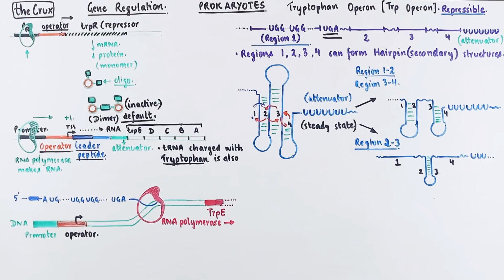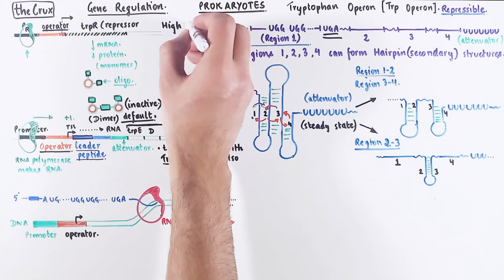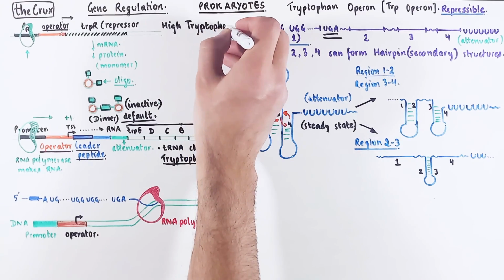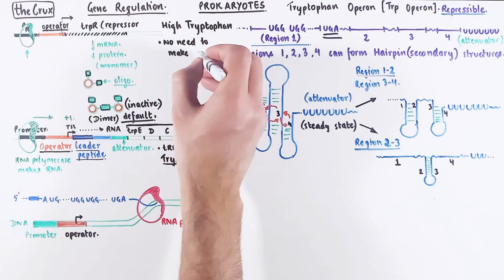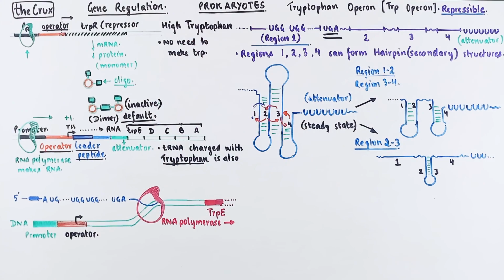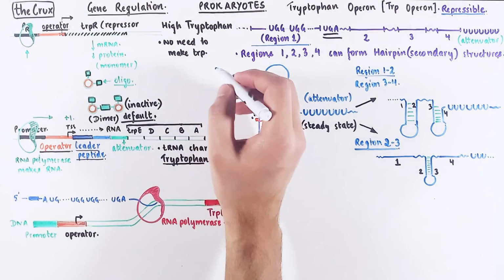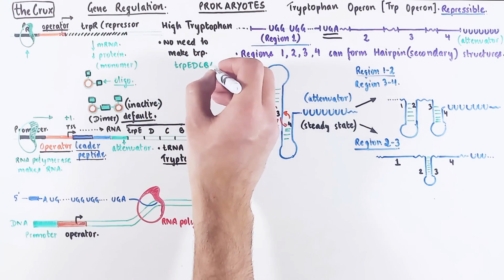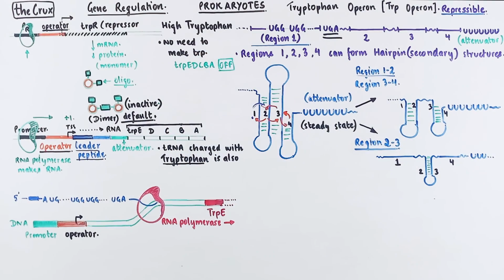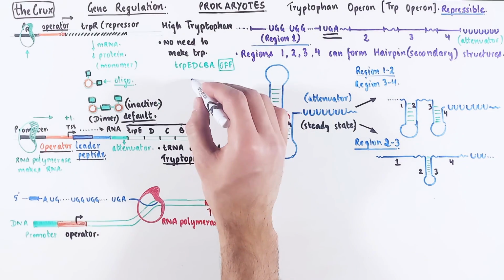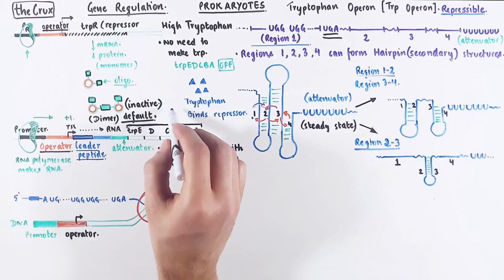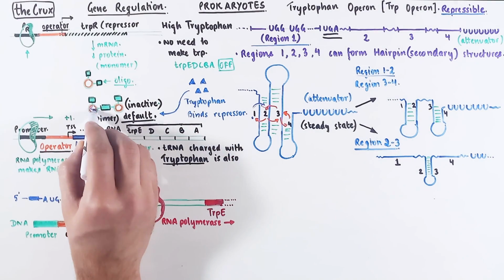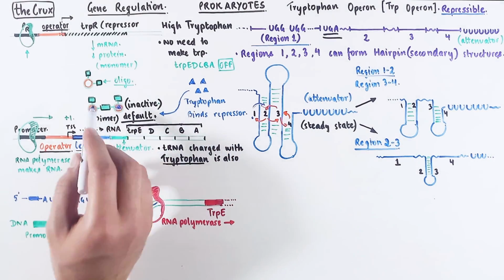Alright, let's switch things around and take the case when the tryptophan concentration is high. If the tryptophan is high, then there is no need to make more tryptophan. It would just be a waste of energy. Specifically in the context of this operon, the expression of the trpEDCBA needs to be turned off. Let's start with a simple thing. The tryptophan amino acid has affinity towards the repressor. It binds this inactive dimer and makes it active.